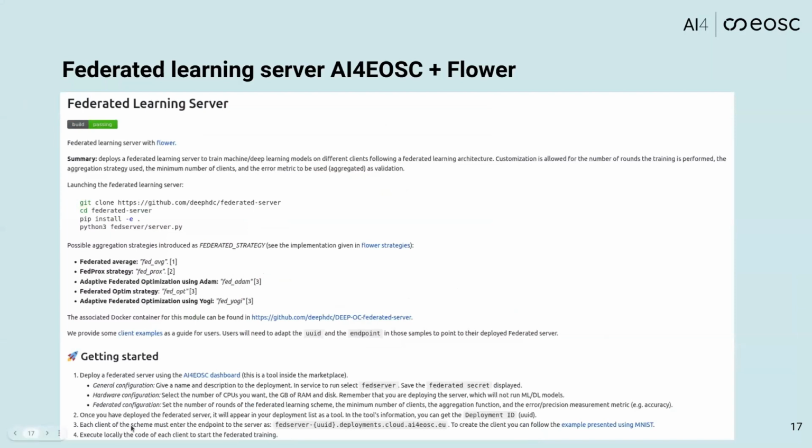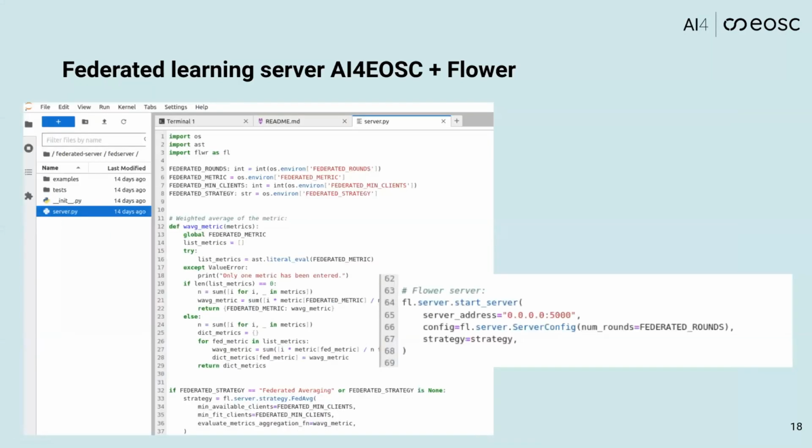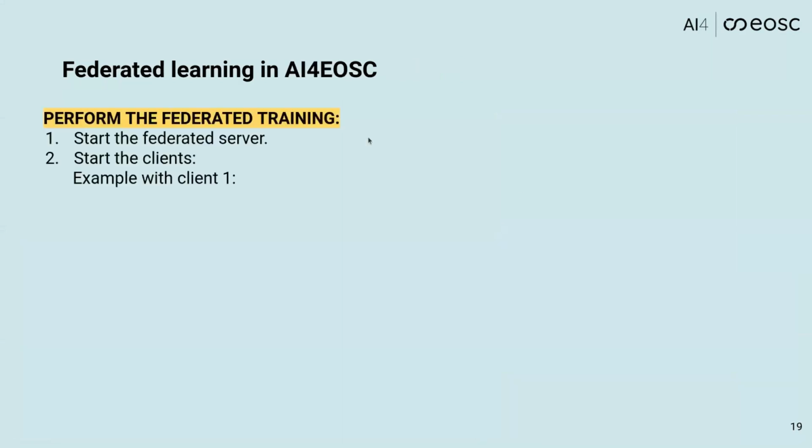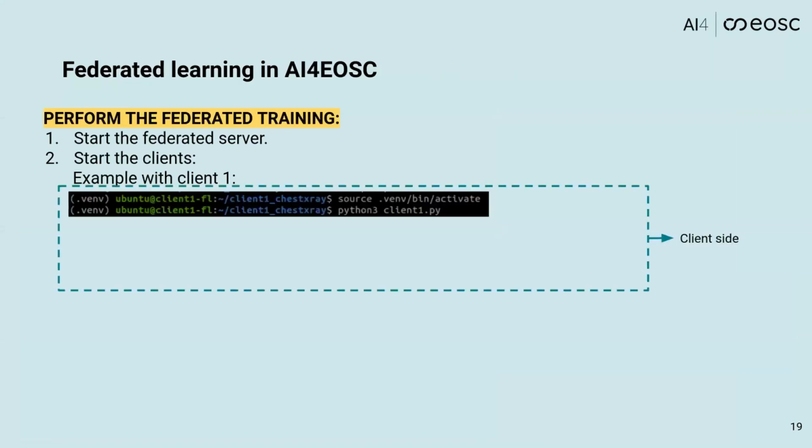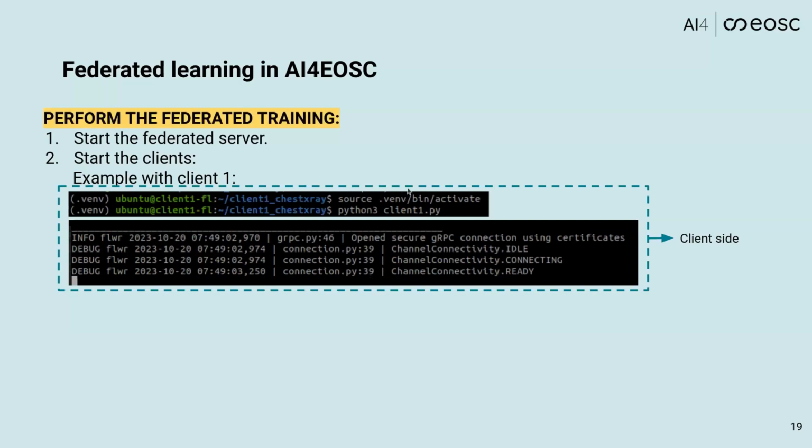We can see that each client must enter the endpoint following this schema here, and then the clients will be connecting to the server. So then the users just need to run this server file, and then start the different clients and connect them to the server. So let's take a look with a first client, in which we just run the code in which we have the client.